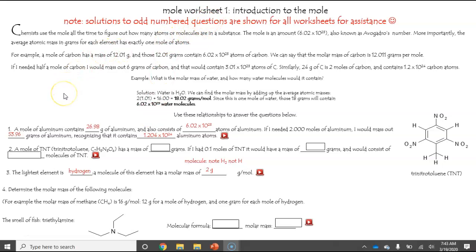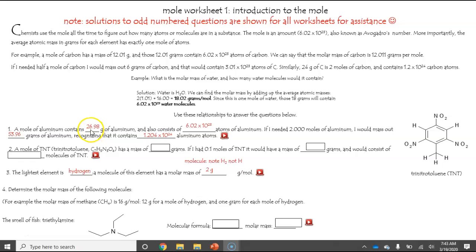This is an introduction to the mole, so we'll begin by just asking general questions about the mole and molecular weights of substances. Big hint, for this particular slide, these links actually work. So if you are looking at this and you're struggling with one of these, you might want to click on the links. Okay, question number one, a mole of aluminum, how many grams is that?